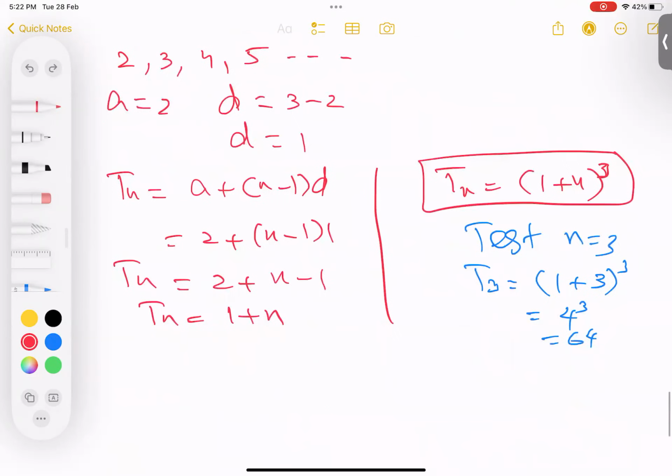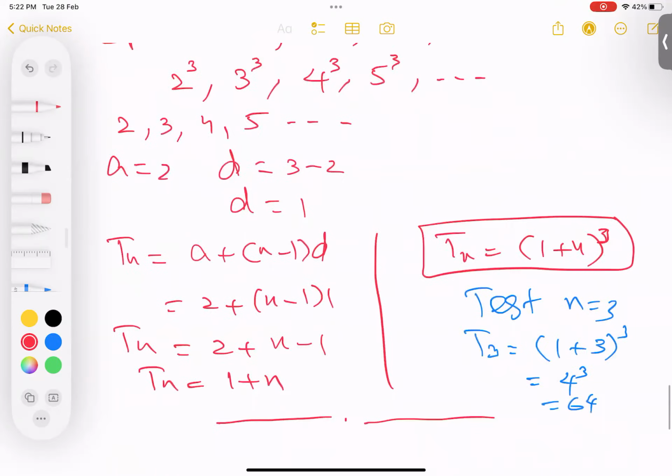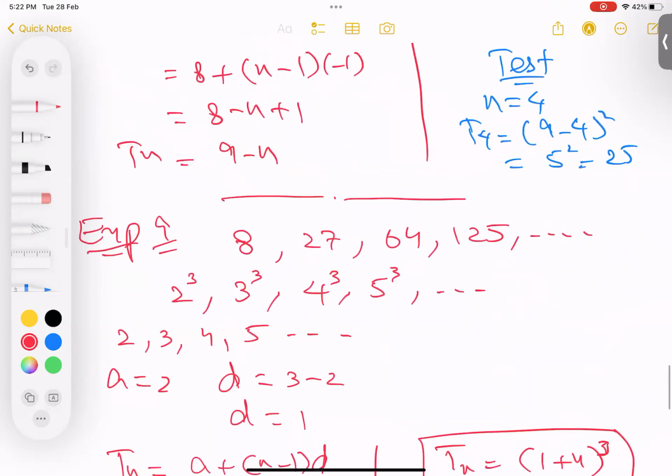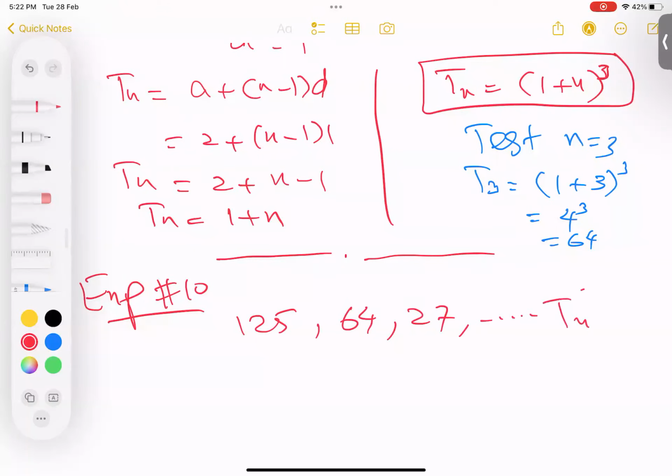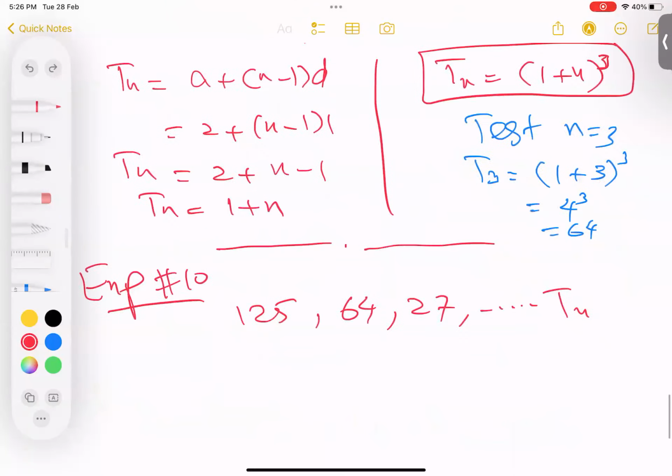And now I'm going to assign a question. You have to try example number 10 as cube numbers. Then I will discuss the problems with you. So this time I will discuss with you 125, then 64, then 27, and so on, and find out the nth term. Not a cube, sorry, by mistake. Find out the nth term. So let's start.